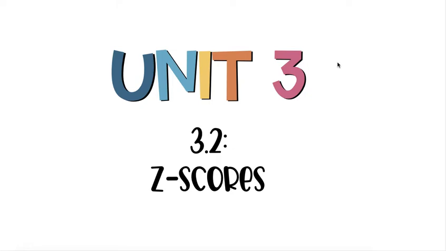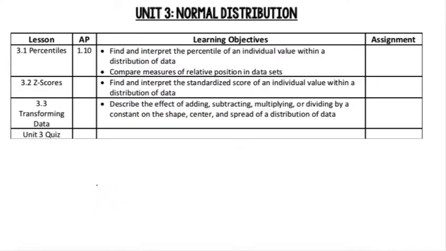This is Unit 3, Section 3.2, looking at z-scores. So this is our second day of our unit. We've covered percentiles, which was the percent of observations that were equal to or less than an individual's observation. And z-scores are another way that we're going to be able to compare apples with oranges and standardize a score here.